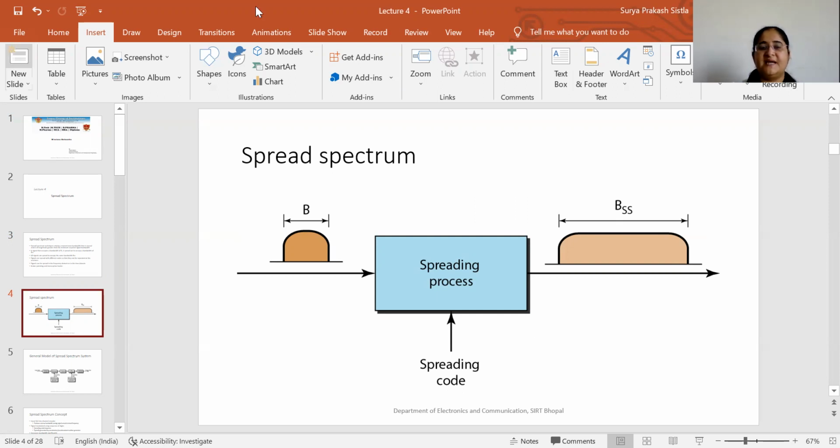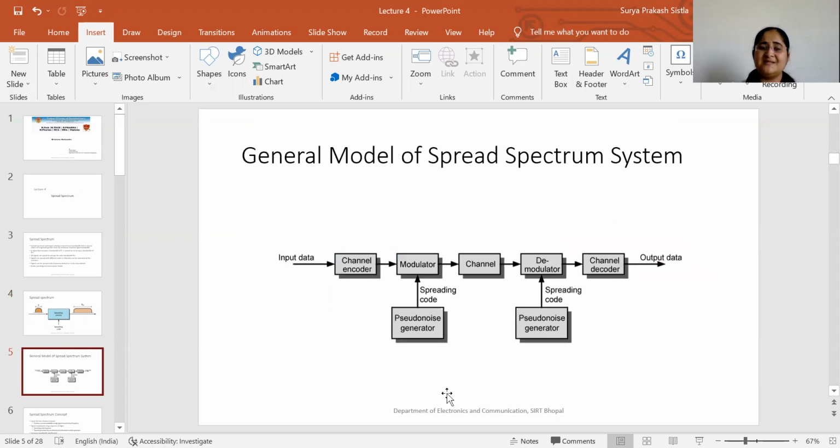From the figure, we can see that this is the signal that we need to transmit, and it has the bandwidth B that is very small. Now what we do is superimpose this signal with the spreading code. This spreading code has a very large bandwidth. Then the resulting signal has a very large bandwidth, that is BSS. Mostly this BSS bandwidth is equal to the bandwidth of your spreading code. This is the generalized spread spectrum diagram.